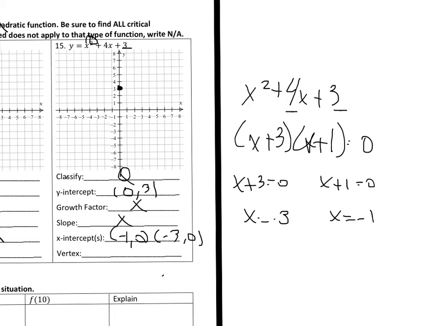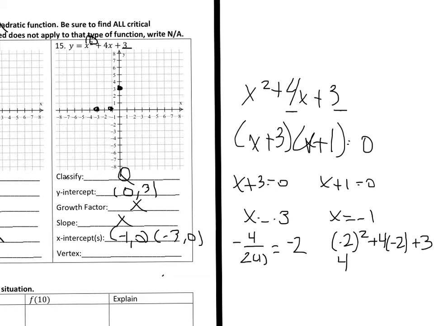Good to know. Let's plot them. Negative 1, negative 3. Okay, last but not least, the vertex. The vertex is always opposite of b over 2a. So opposite of 4 over 2 times 1, which is negative 4 over 2, which is negative 2. That's my x value. And I'm going to plug it in wherever I see an x to find the y value. So I'm just plugging in wherever I see an x with negative 2.